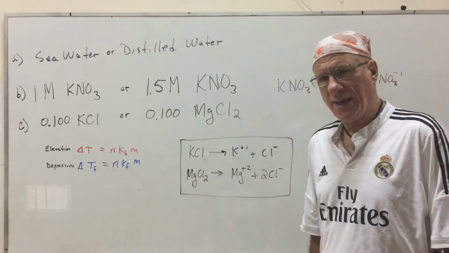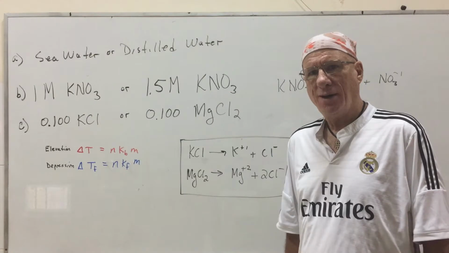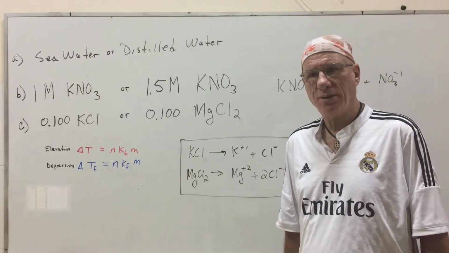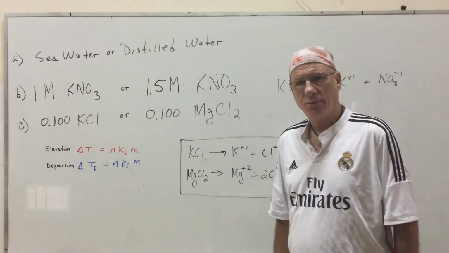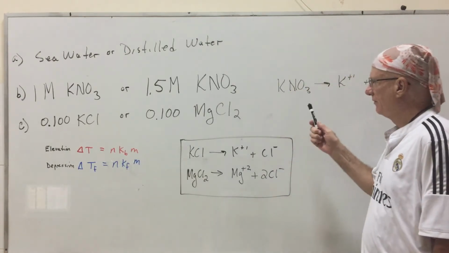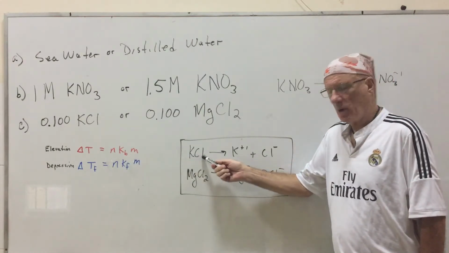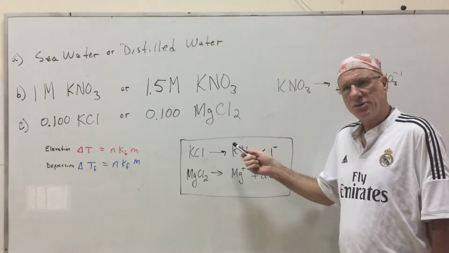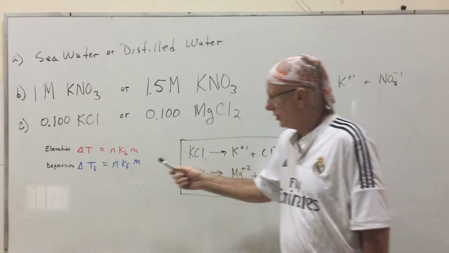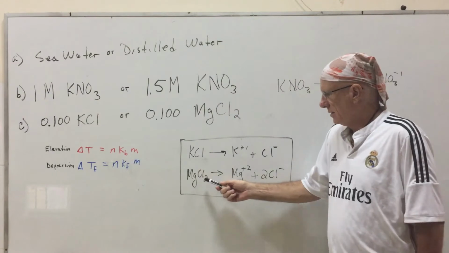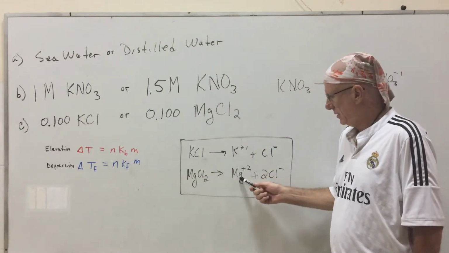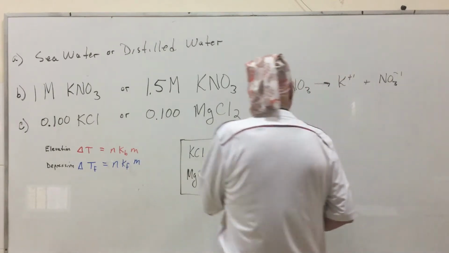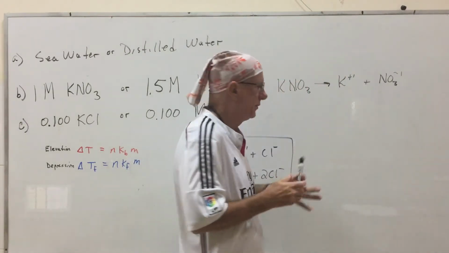N represents the number of ions that the particle forms in solution. For instance, potassium chloride will form potassium ions and chloride ions. So that's 2, so N would be 2. And magnesium chloride, N would be 3. Potassium nitrate, N would be 2.